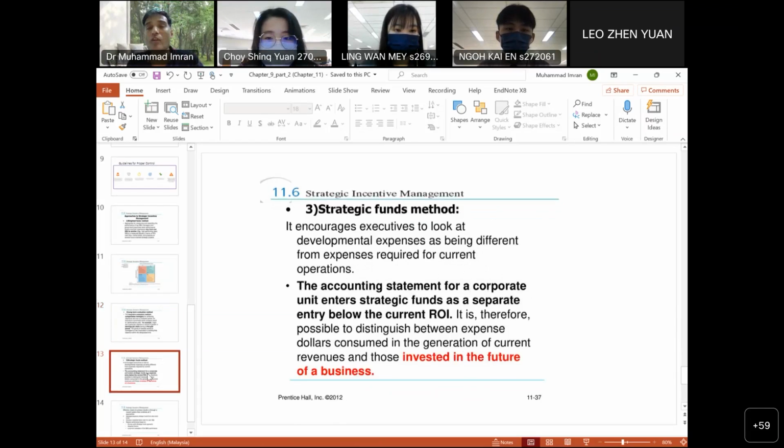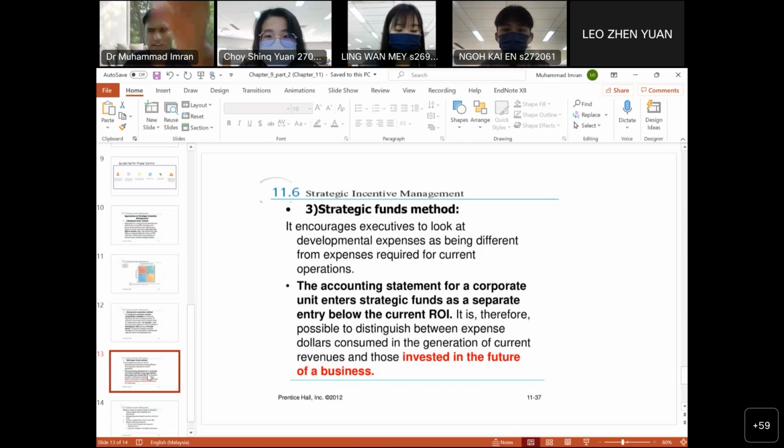And the strategic funds method. This one particularly, the evaluation of the management is not based on return on investment. They are evaluating on the basis of market growth. Did they grow? Did they develop their business? If their business is in a growth trend, just give them reward.